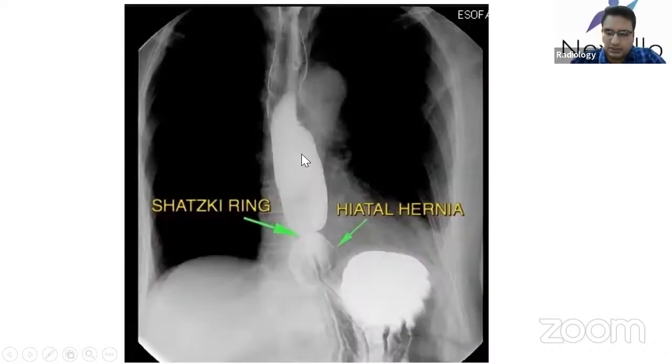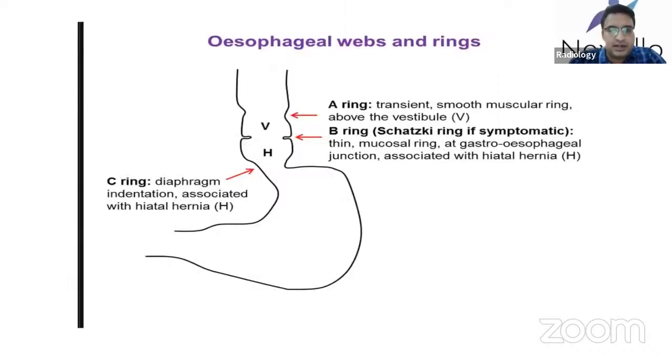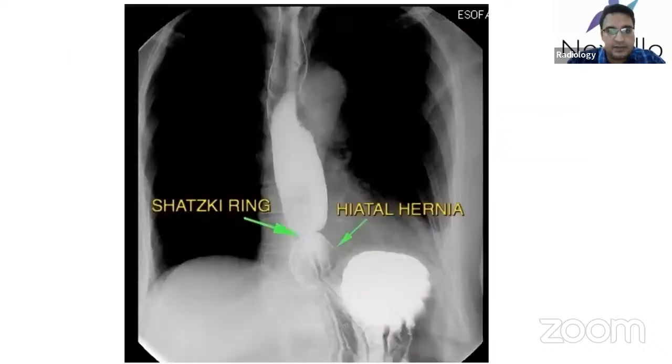It is a thin mucosal ring at the gastroesophageal junction. But it is normally present. But if it is pathological, if it is symptomatic and gets thickened, then what are we going to call it? We are going to call it Schatzki ring. Okay. So the B ring is normally present, but if it becomes symptomatic, leading to some sort of symptoms, then we are going to call it Schatzki ring. And it is usually associated with hiatus hernia. Okay.